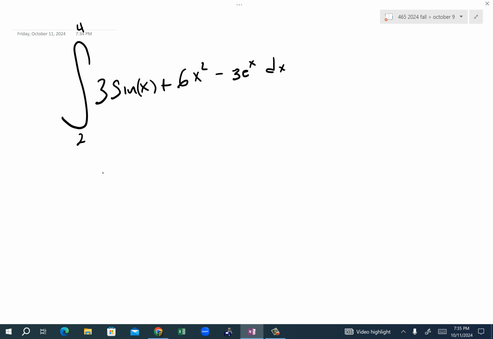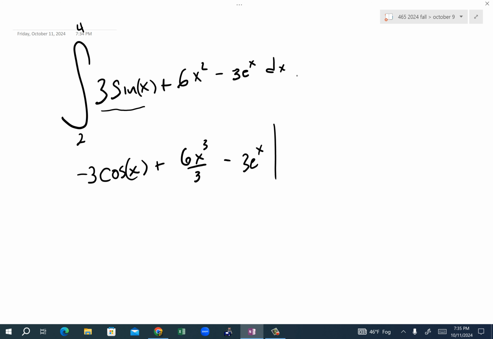Some of the problems you'll see in the homework, on the quiz, on the test, the quiz coming up, will be like this one here. Again, the integral of 3 sine x plus 6x squared minus 3 e to the x dx from 2 to 4. Okay, so we do this. From whence did sine come? That's minus 3 cosine x plus 6x cubed over 3, but you don't know that yet, and then minus 3 e to the x. Now remember, you're tempted to write plus C, but because we have limits of integration, we simply do this number here.